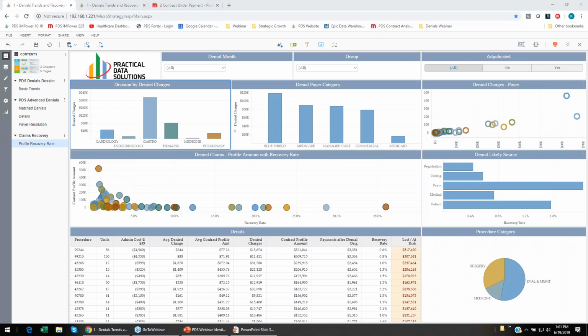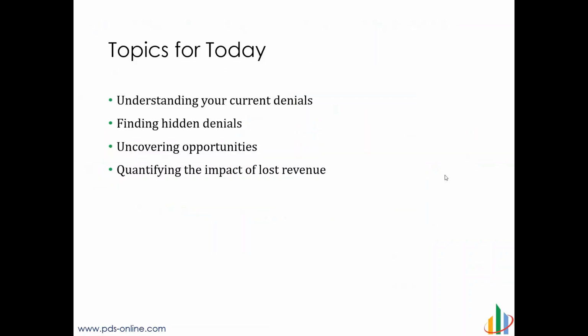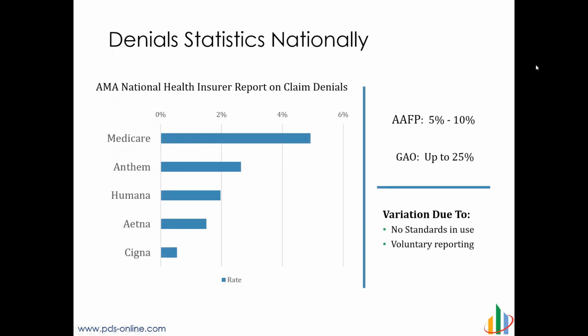That's what we're really trying to hone in on: how do we make sense of what's going on with our denials? How do we then understand what are hidden denials, as we call them? We're going to explore that today in the webinar. How do we uncover opportunities and even quantify the impact of lost revenue or predict the potential revenue if we can improve how we're collecting or recovering on both denials and these hidden denials? So let's dig a little deeper into that.